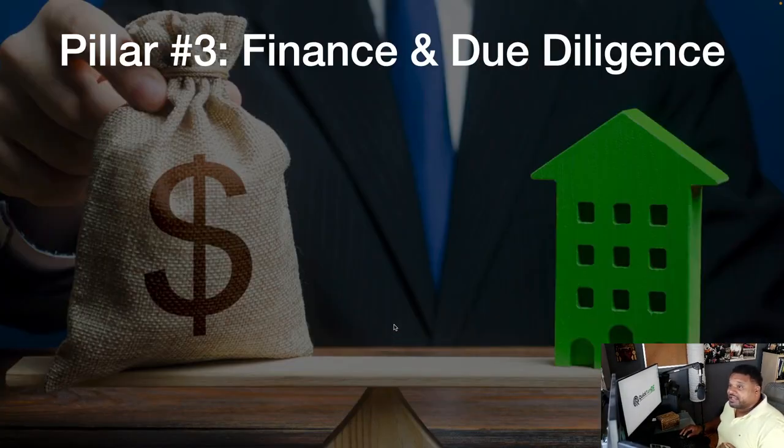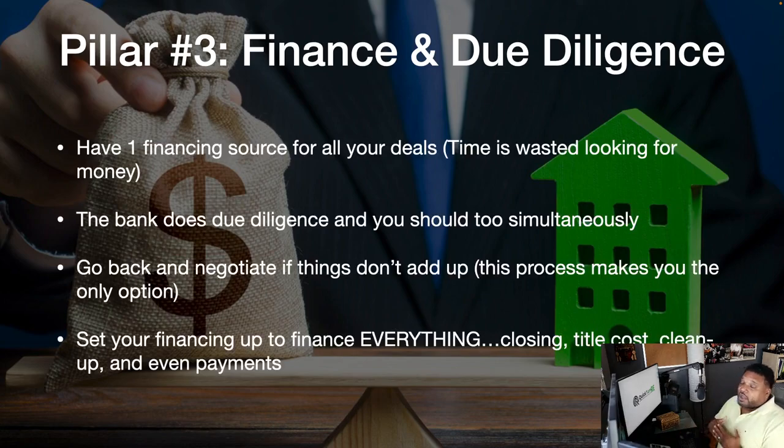The third thing is financing and due diligence. So here's the thing. Having one financing source for all your deals will save you time, money, and energy and everything else. You don't need 16 different ways to fund a deal. You only need one. And I know people talk about all these creative financing techniques and everything else. Creative financing techniques are great. I've used them for years, but they are not consistent.